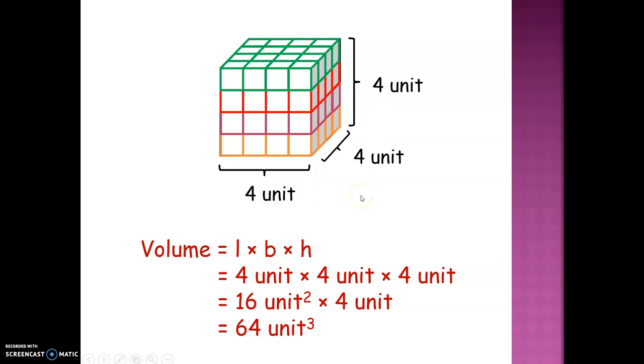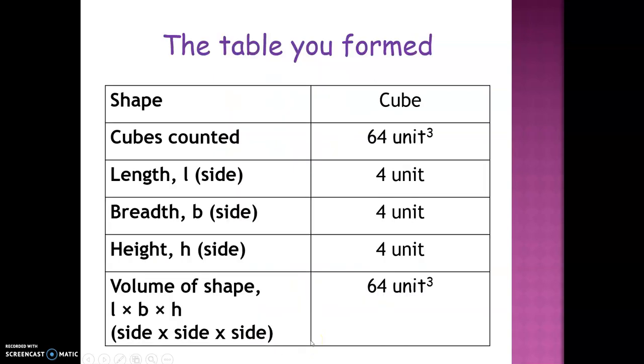When I multiply 4 times 4, I got 16. When I multiply it by another 4, I got 64. So your answer will be 64 unit cubes. If you can see the table, when we counted, we got 64 unit cubes. When I use the formula, that is side times side times side, we get 64 unit cubes. So they are the same.